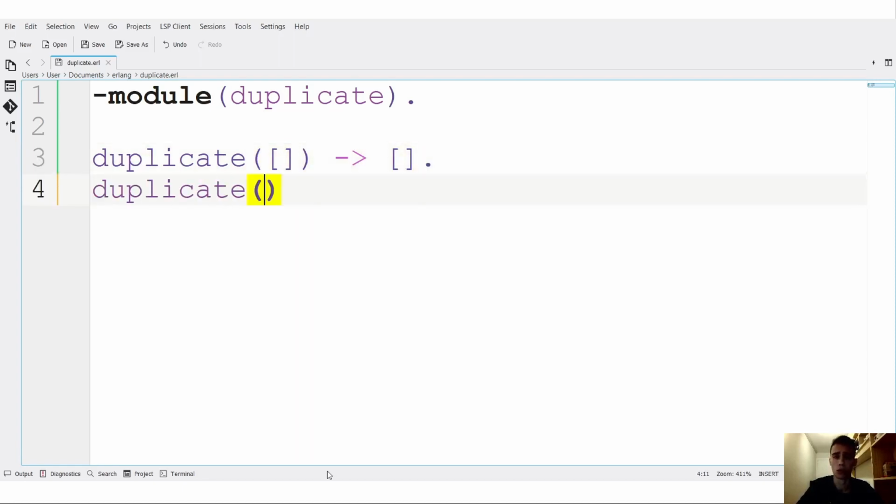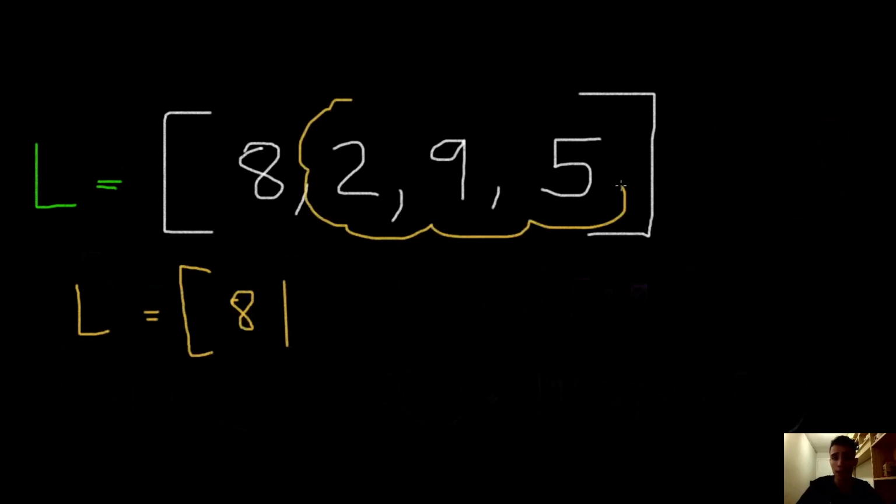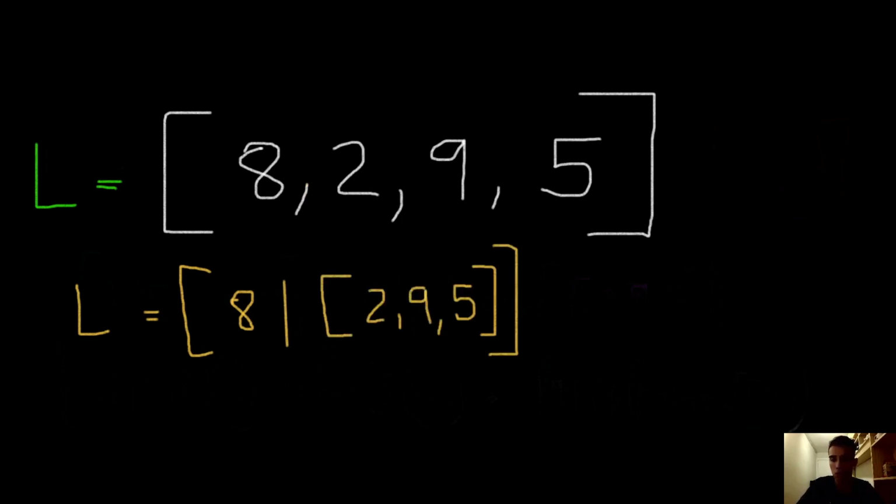Now what if the list is non-empty? Well, if the list is non-empty, remember that we can represent the list using the head and the tail notation. So if I write something like H, this vertical bar, this pipe in here, and then we have T, H is the head, the first element of this list, and T is the remaining list, what we call the tail of this list. In this case, if this is the list L, we can represent this list using the head and tail notation, where 8 is the head, the first element, and this is the remaining list, it is the tail. So the tail is going to be the list that contains 2, 9, and 5.